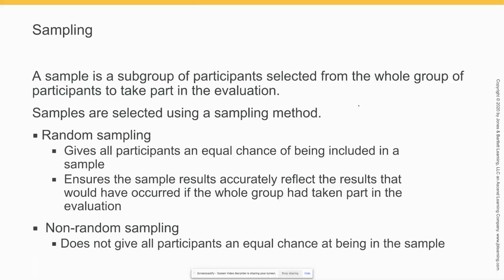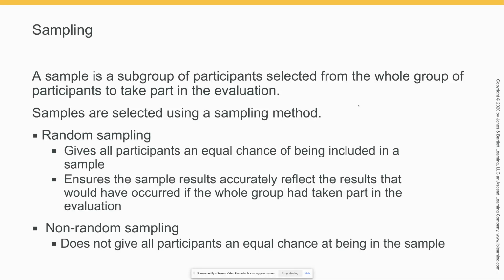But if you have more than 100, there are formulas to help you determine how many people out of that whole population that you implemented to you need to sample. Think about doing random sampling. That is definitely the gold standard.